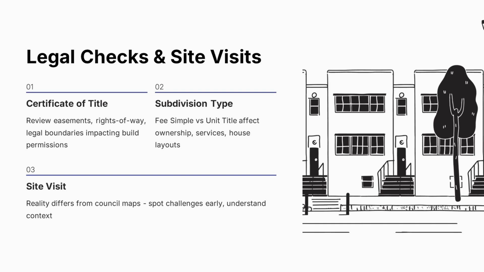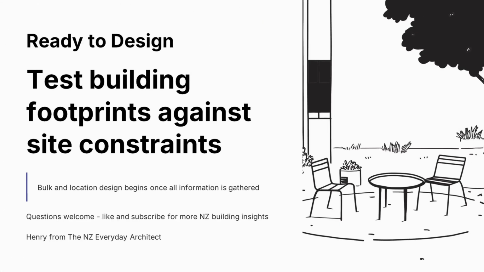And lastly, don't forget to visit the site in person. The reality can be very different from what the council maps show. Seeing it for yourself helps you spot challenges early on and gives you a much better sense of the context. So finally, once you've gathered all this information, you can start thinking about the bulk and location design, testing different building footprints and layouts against the constraints.